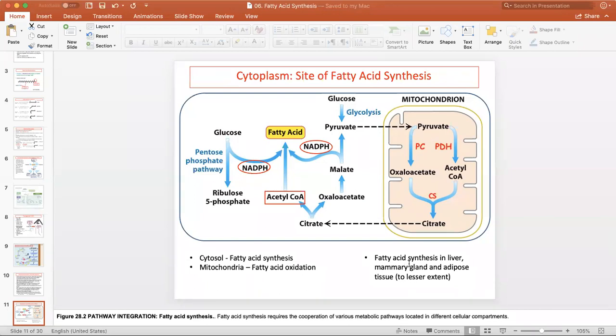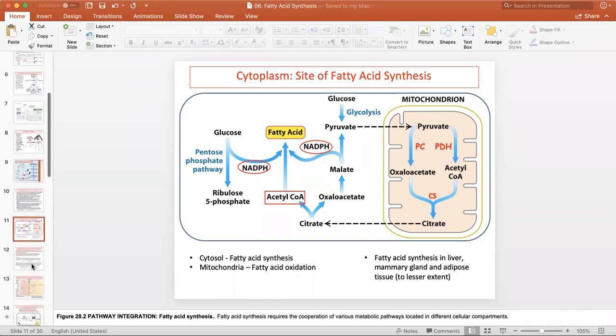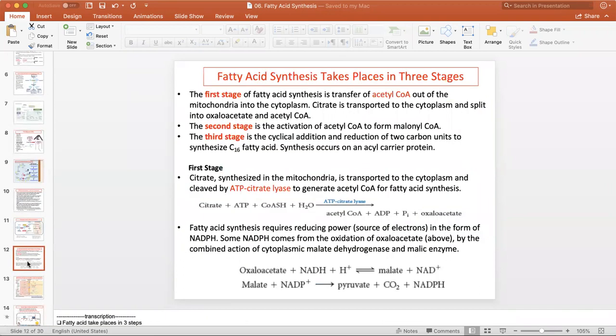I hope it's clear. So where does fatty acid synthesis happen? This happens mainly in your liver, your mammary gland, and the adipose tissue to a lesser extent, so mainly for the storage part. Now, there are three steps required for fatty acid synthesis. The first stage we talked about is the transfer of acetyl-CoA out of the mitochondria into the cytoplasm. Citrate is transported to the cytoplasm and split into oxaloacetate and acetyl-CoA. This is the same thing that we just talked about.